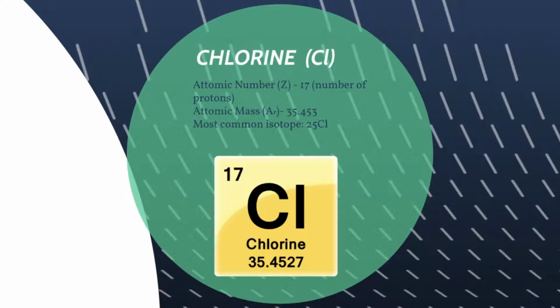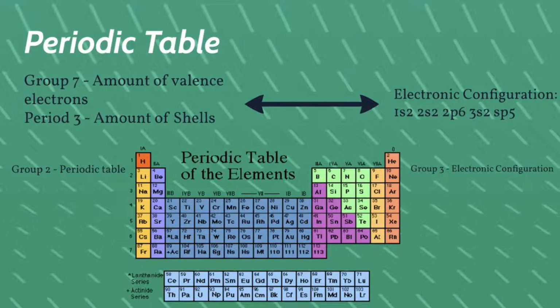All elements are cataloged in the periodic table. It consists of 8 vertical groups, which tells us how many electrons are in the valence shell, and 7 horizontal periods, which tells us the amount of shells in an atom. See more about the periodic table in Group 2's video.